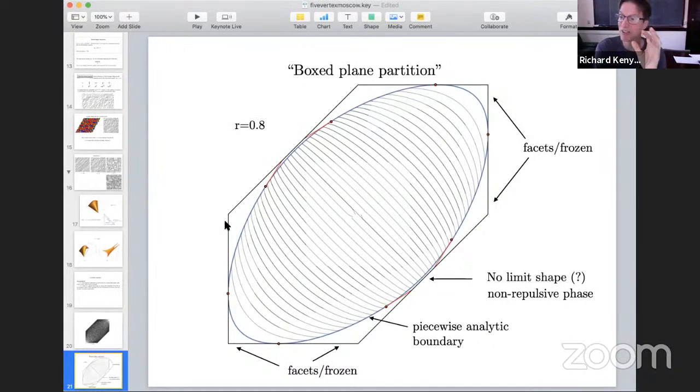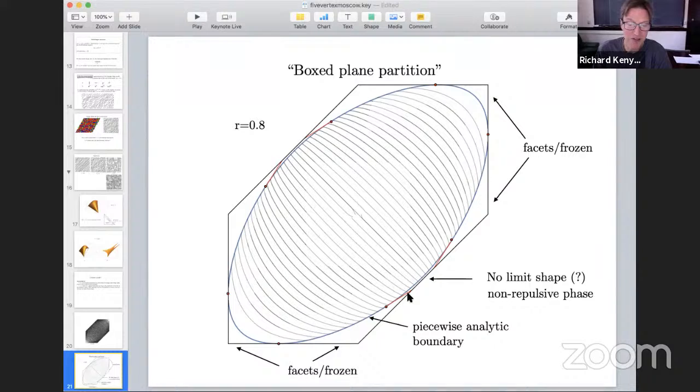And so here, let me describe the results. This is the result of an exact calculation for the limit shape. And indeed, there are faceted regions near the corners. But the Arctic boundary between the frozen regions and the rest is only piecewise analytic now. You can see the red dots delimit the maximal domains of analyticity for the boundary.